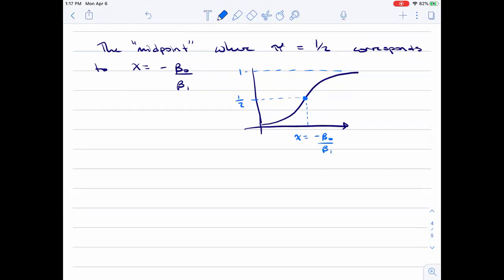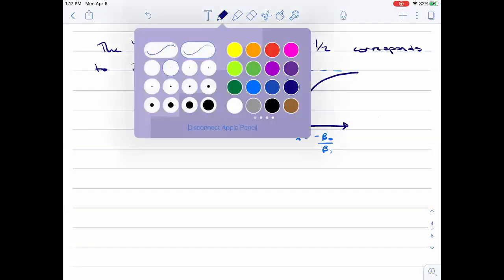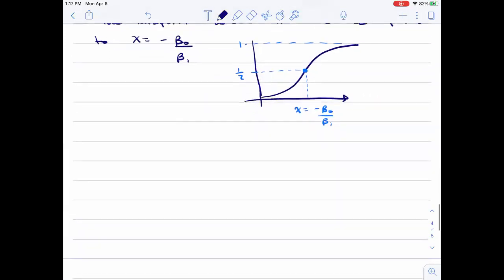Remember we said that the slope here is not the slope at this point, it just is able to tell us if we're increasing or decreasing. And so it'll just tell us about the direction, and then the magnitude of the slope tells us how steep it is. But the actual slope of the curve at that point is going to be beta 1 over 4. That's just the rule.